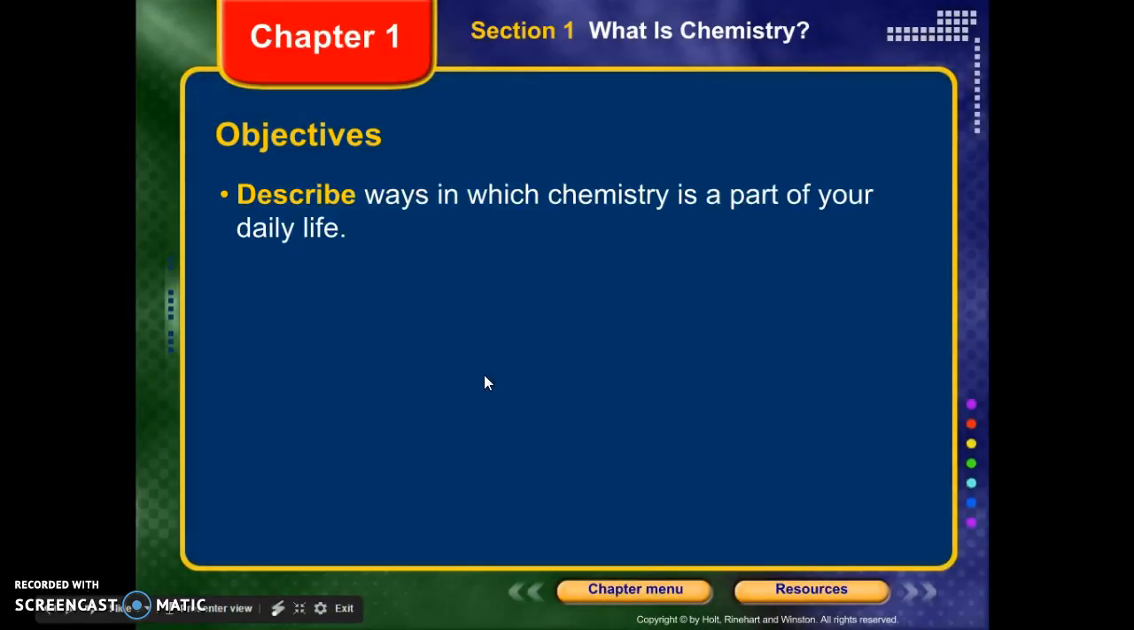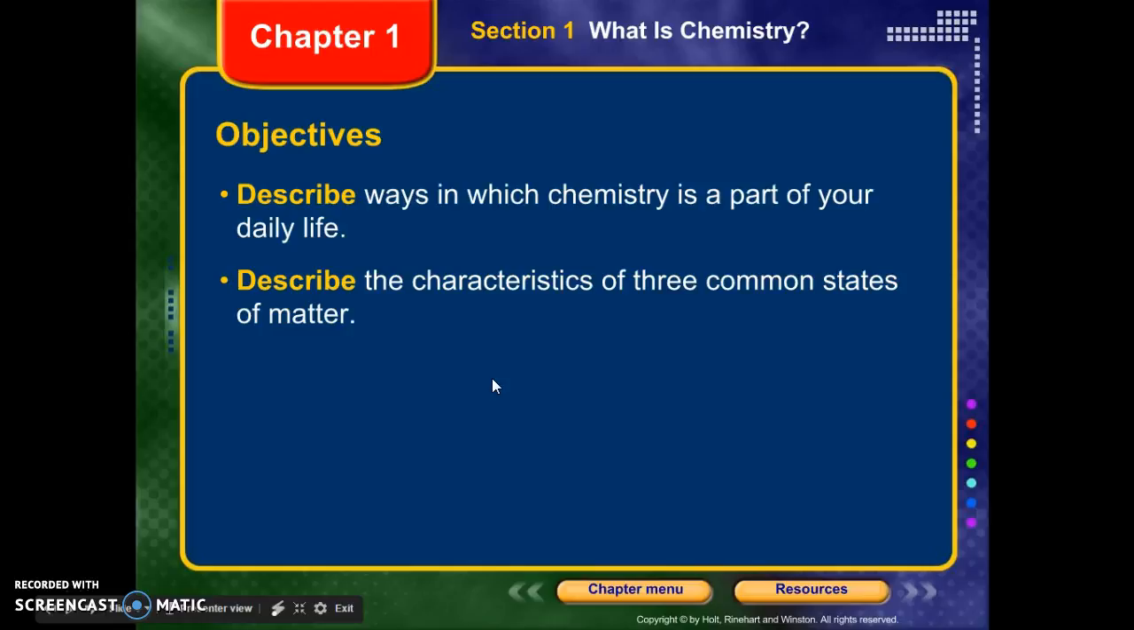Okay, what we're going to do in this section is we're going to describe how chemistry is part of your daily life. Everything around you is related to chemistry. We're going to talk about the 3 common states of matter and a 4th state of matter which you're probably aware of, which is plasma.